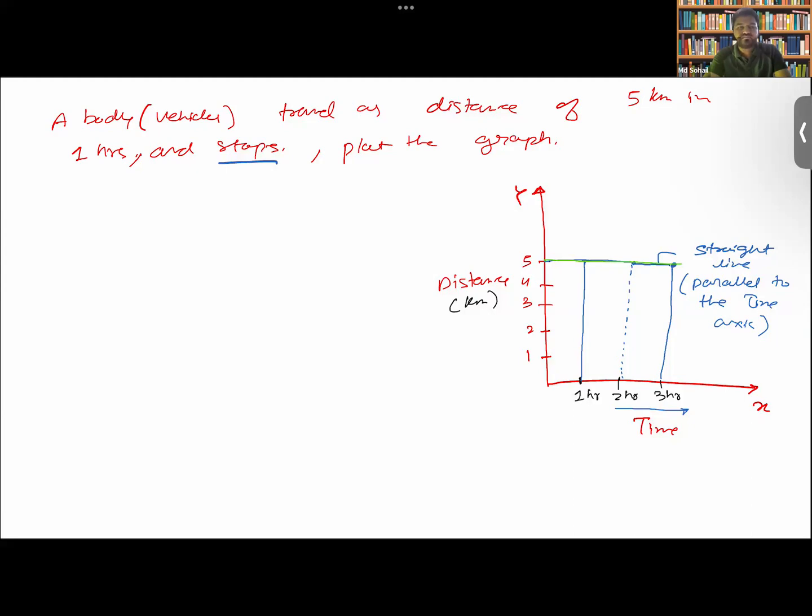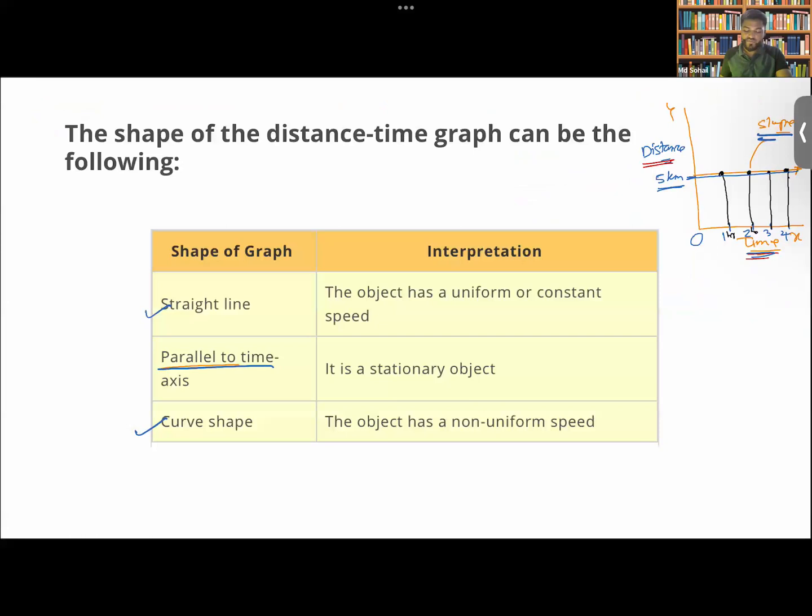In exam, if such a question comes, you have to draw the graph in the same manner. Okay, some examples we will be discussing that. So these were now the three shapes of the graphs.